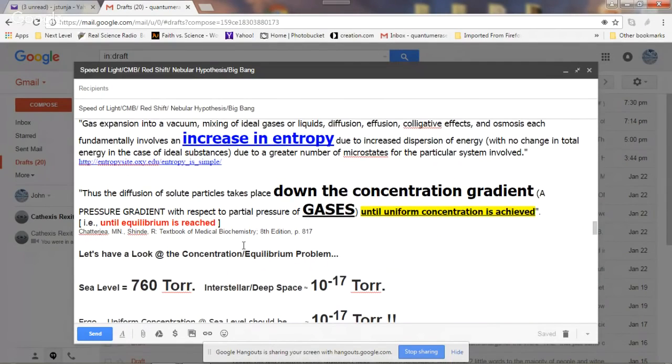From Schneid and Chatterjee in the textbook of medical biochemistry. Thus, the diffusion of solute particles takes place down the concentration gradient. A pressure gradient with respect to partial pressure of gases until what? Until uniform concentration is achieved. This is better known as equilibrium.